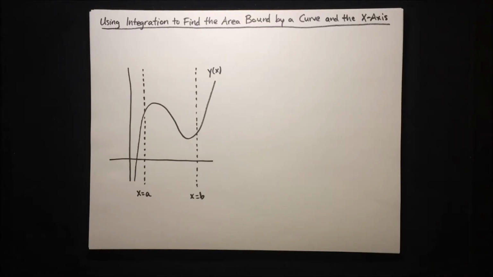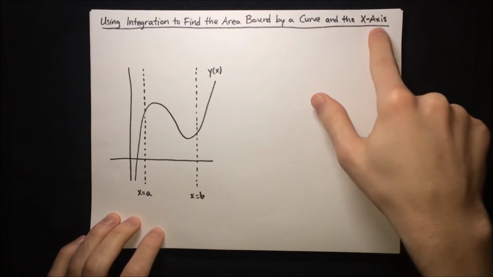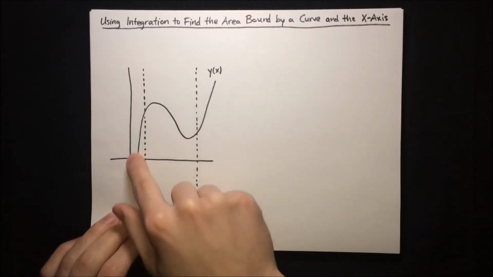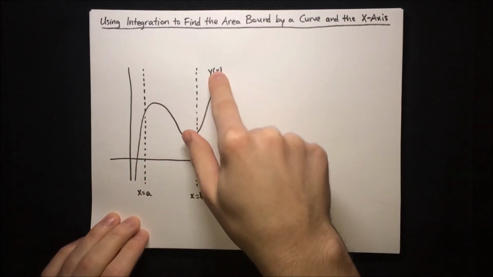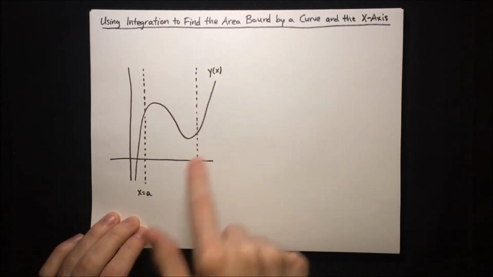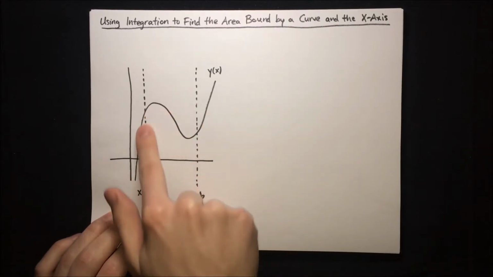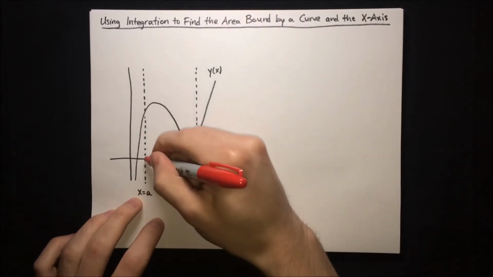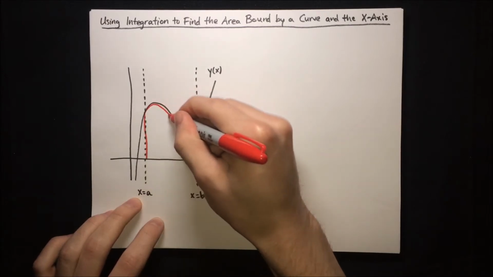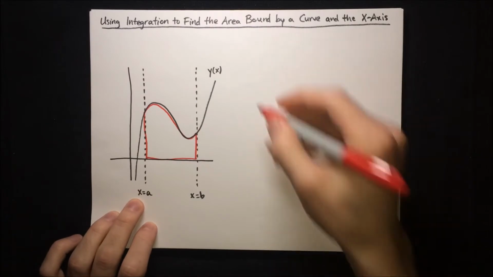In this video, I'm going to show you how to use integration to find the area bound by a curve and the x-axis. Let's take this curve y of x and say we want to find the area between this curve and the x-axis from x equals a to x equals b. So we just want this inside portion here. So how do we find this area?